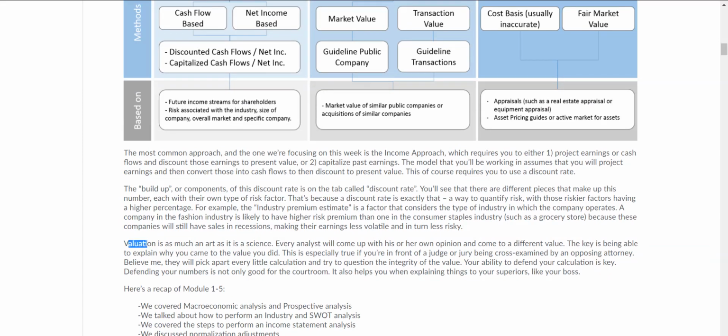So here I make a comment that valuation is as much an art as it is a science. I mean, this is very true. No two analysts will come up with the same figure. They just won't. The key is really being able to explain and defend and interpret the value that you came up with and explain why you came up with that value.